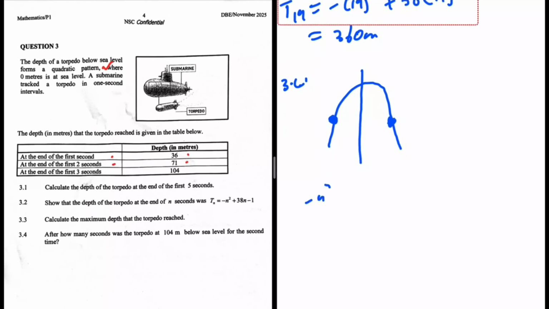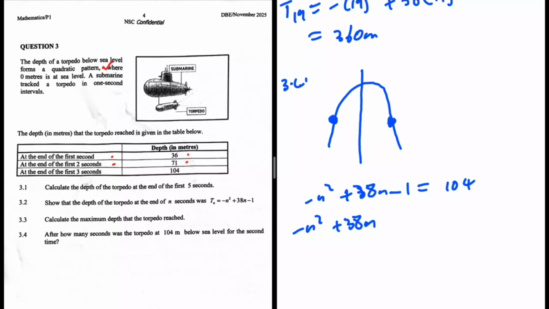So we are looking for minus n squared plus 38n minus 1 is equal to 104. We're looking for the values of n for which it was 104 meters below sea level. So minus n squared plus 38n minus 1 minus 104, minus 105, is equal to 0. So I'm just substituting in my calculator. 38 plus the square root of 38 squared minus 4, a is 1, c is minus 105, divided by 2 times minus 1.